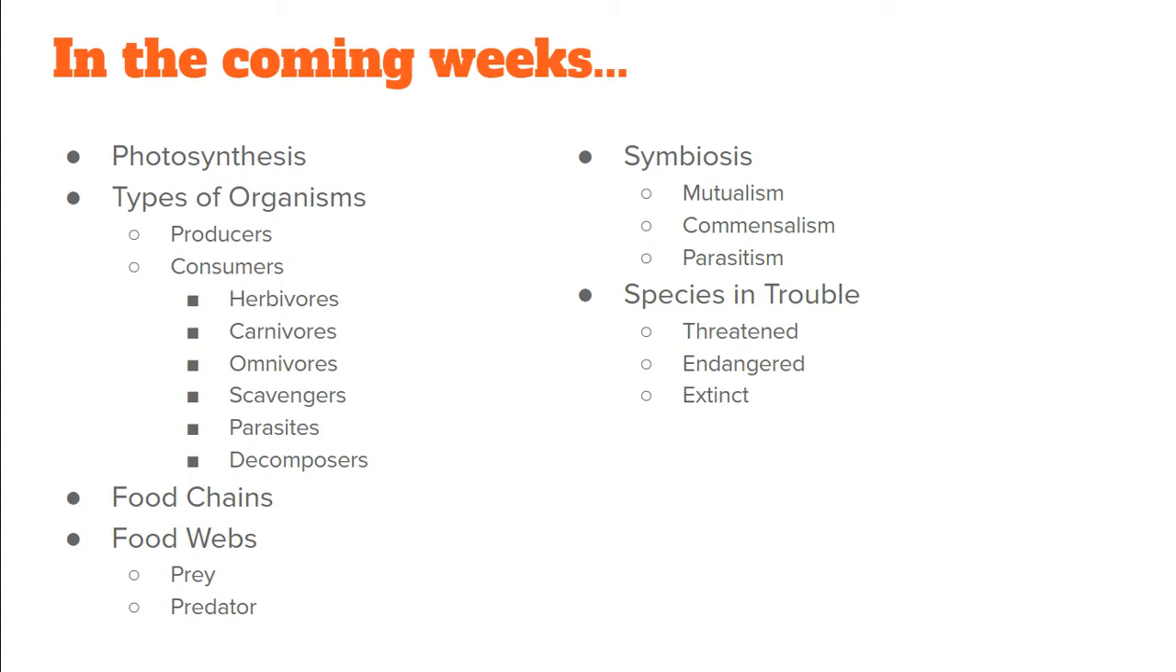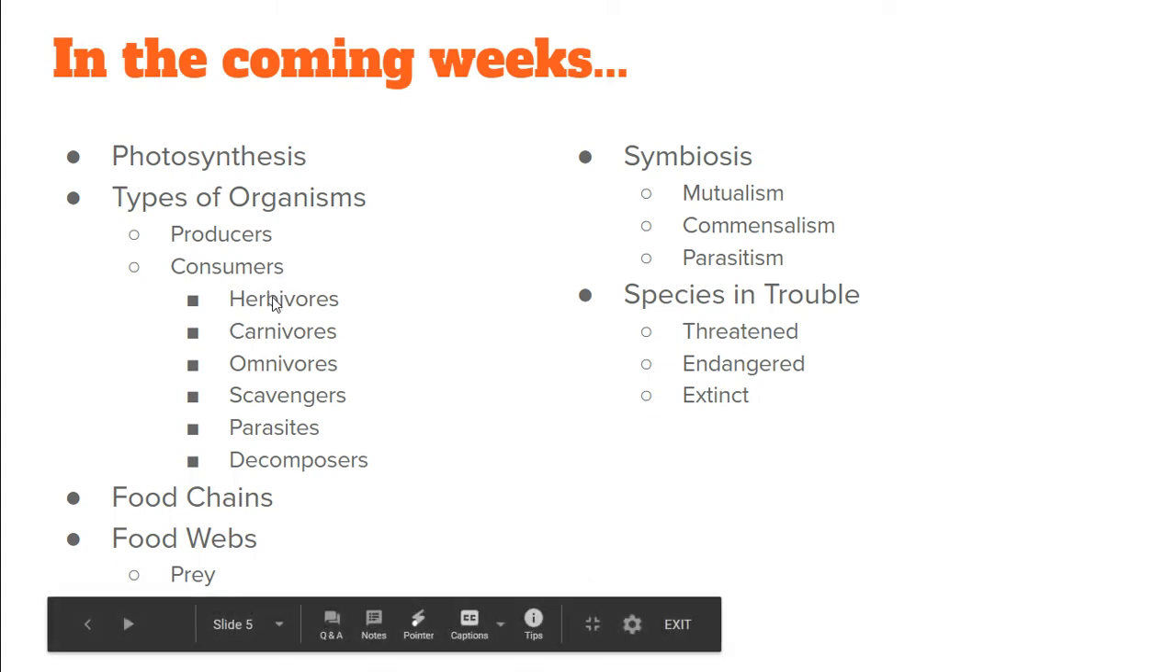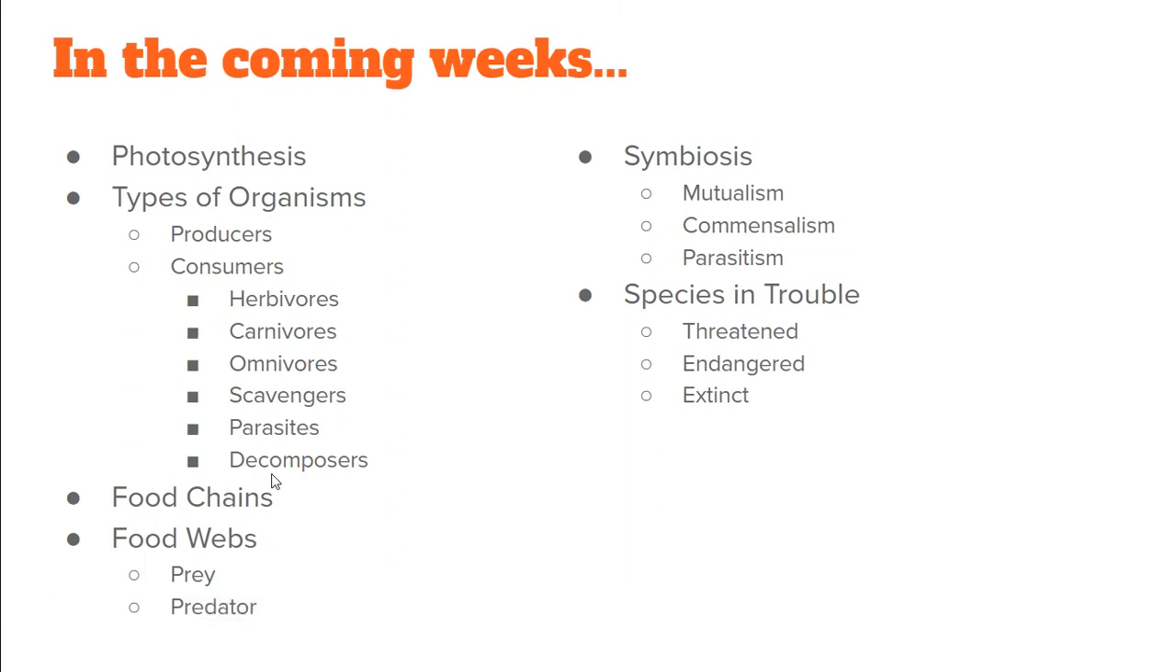We're going to talk about photosynthesis to start. That will be next week. And then we're going to look at the two types of organisms. You're either a producer or a consumer. If you're a consumer, you can be classified as an herbivore, carnivore, omnivore, scavenger, parasite, or decomposer. So there's a lot of vocab there. If you're not familiar with it, again, deep breath, we will get there. We will learn these words.